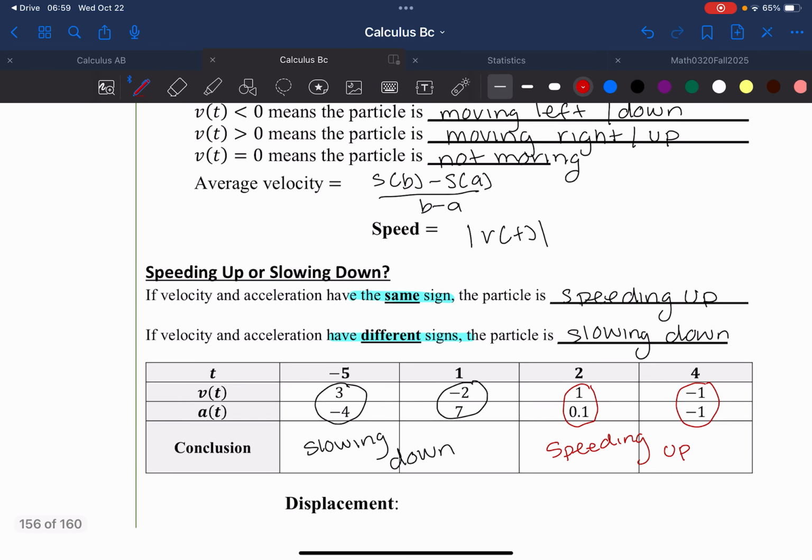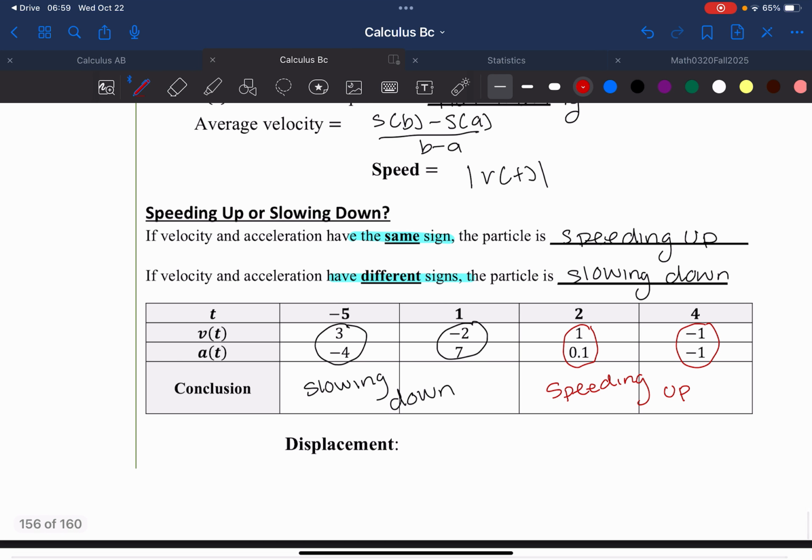Okay. We can also write the definition of displacement, which is s of b minus s of a. Notice that that is the numerator of the average velocity. And the total distance is just going to be the absolute value of displacement, because total distance is not negative. You can't have a negative distance.